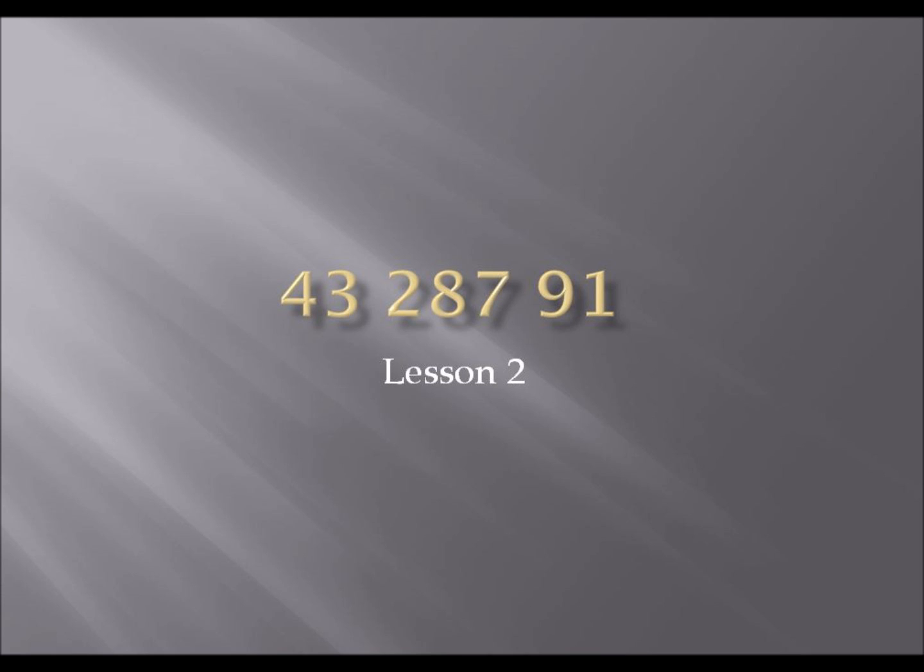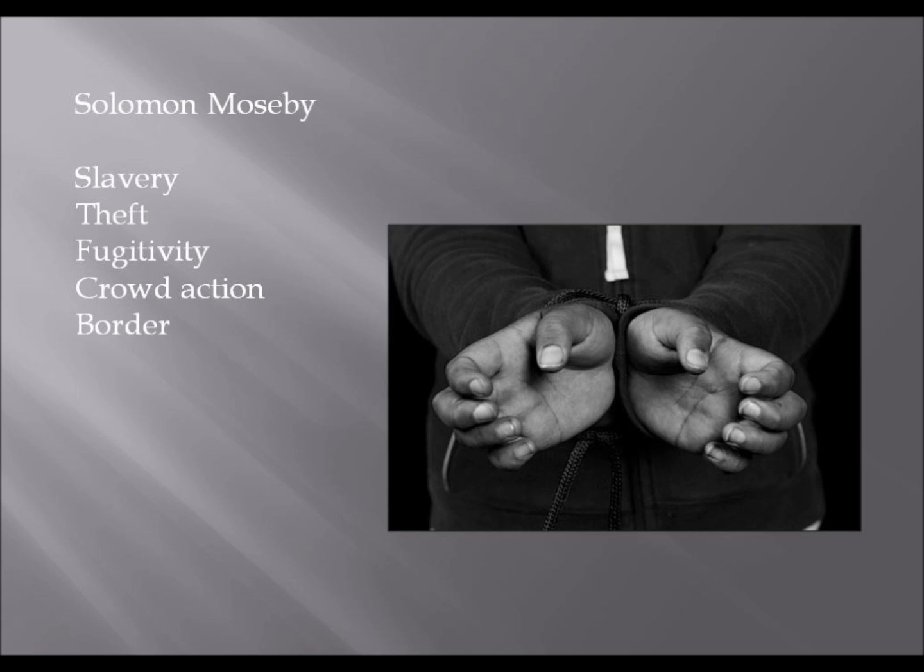David Murray's article examines in some detail a particular episode along the Upper Canadian-American border in 1837. You should note the particulars of this case. The main issue in this case involved slavery, theft, fugitivity, and crowd action. The border itself, too, is important because it enabled Solomon Mosby to escape from servitude in Kentucky.